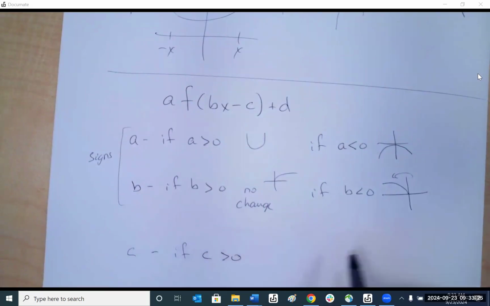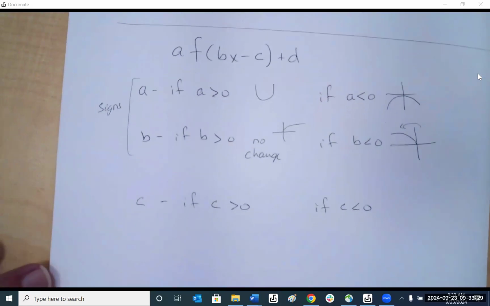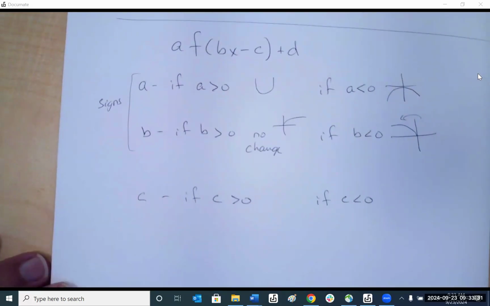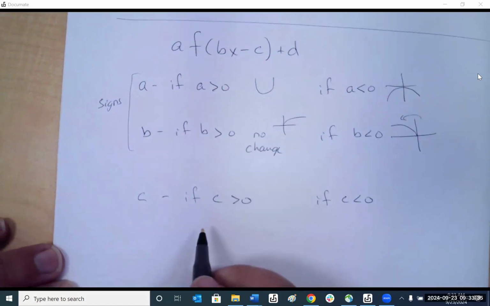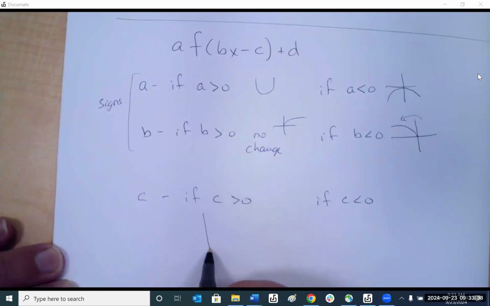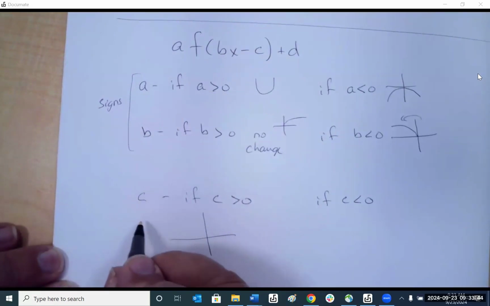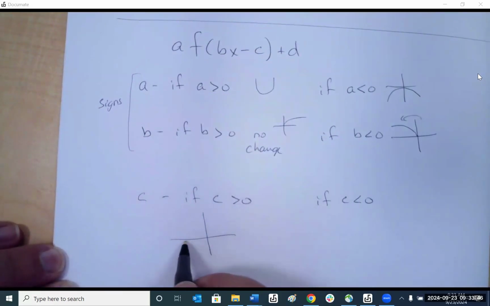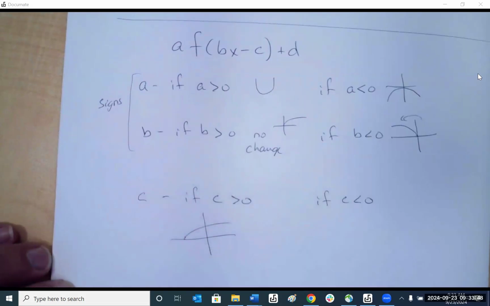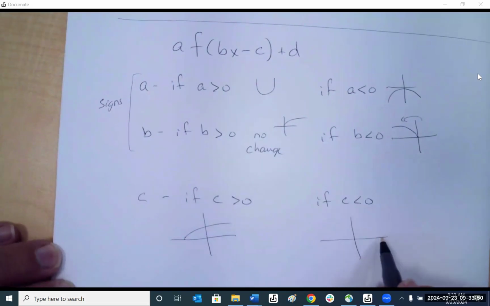If C is positive, if C is negative, what does C do? It's a horizontal shift. But yes, it goes in the opposite direction. So if C is positive, then we move to the right. If C is negative, then we move to the left.